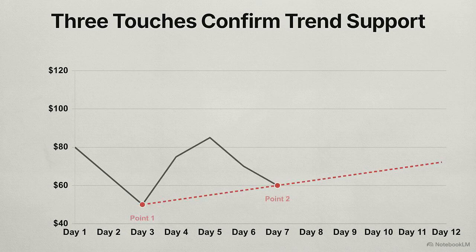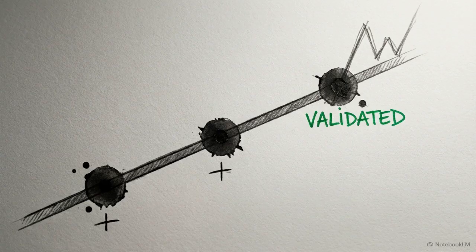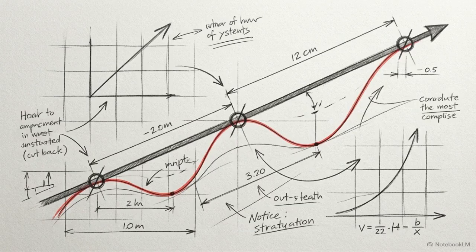It takes 2 points to draw the initial line, but the third touch confirms it is true support. Watch the price drop to the line a third time and bounce. That is your confirmation. A validated 3-point trend line running above a 200-day SMA acts as a filter to ensure you aren't trading against the larger market direction.